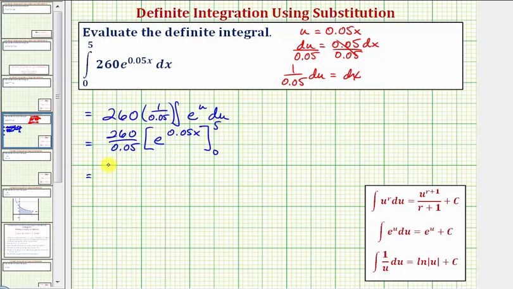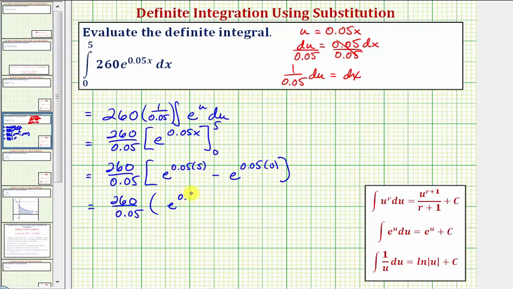So this is going to be equal to 260 divided by 0.05 times, when x is 5, we have e to the 0.05 times 5, minus, when x is 0, we have e to the 0.05 times 0. So simplifying, we have 260 divided by 0.05 times, this would be e to the 0.25 minus e to the 0, which is equal to 1. So this is the exact value of our definite integral.